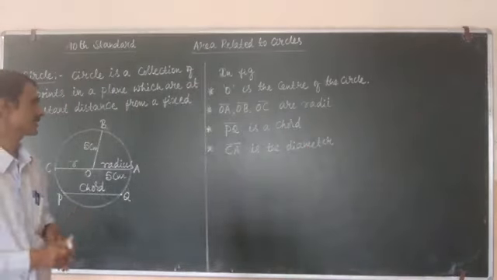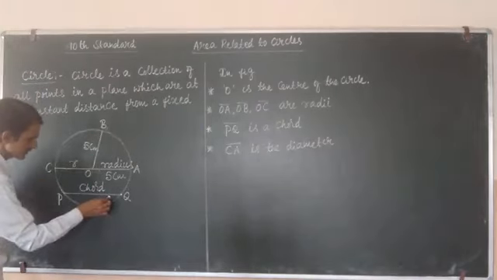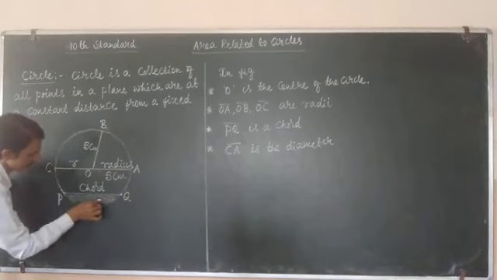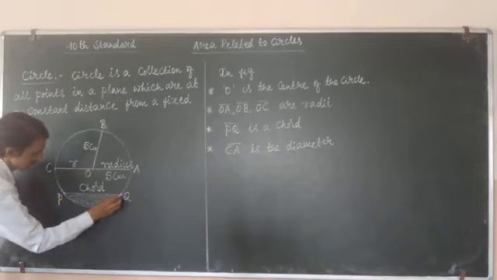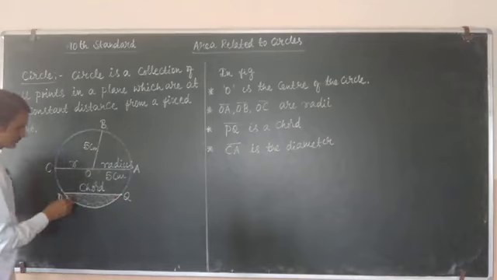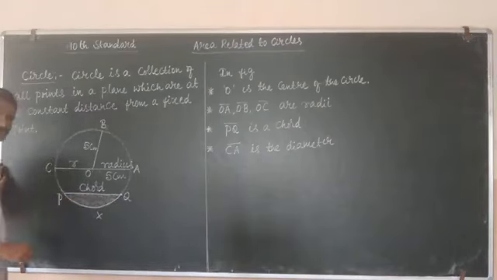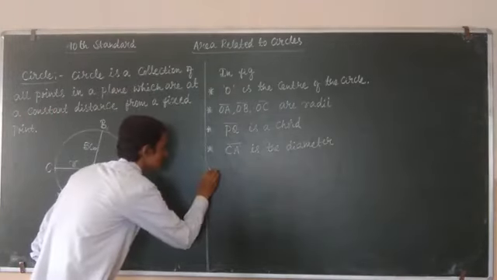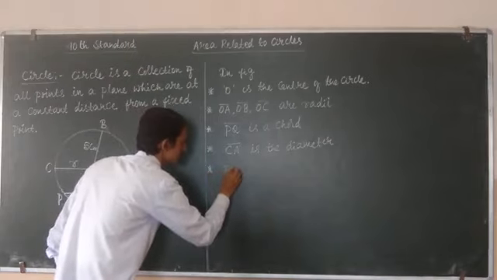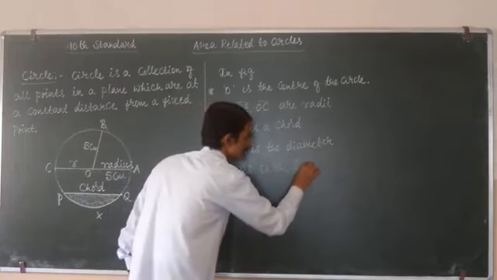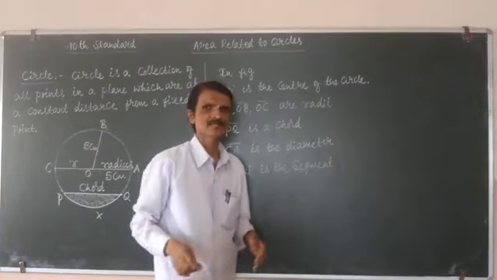So now we will move on to the next. So here students, this area, which is bounded by the chord and the circumference of the circle. Call this point X. So PXQP, this region, is called a segment. PXQP is the segment of the circle.